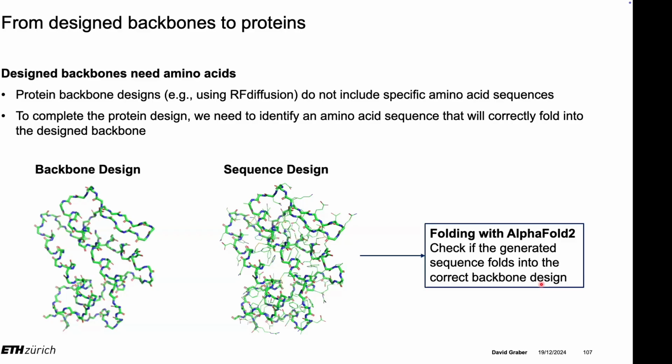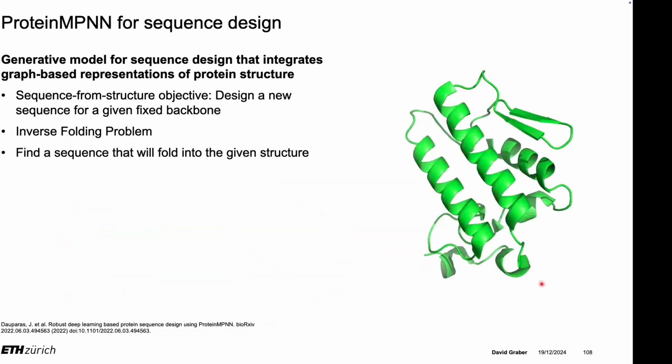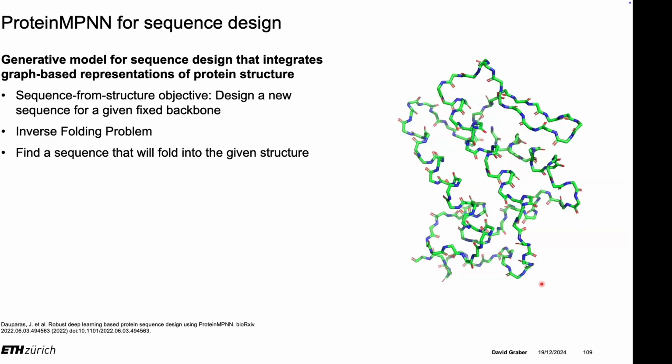A potential model that can solve this task is ProteinMPNN. It's a generative model for sequence design that integrates also graph-based representations of the protein backbone. So it follows this sequence from structure objective: design a sequence for a given fixed backbone, which is also referred to as the inverse folding problem. So you might have a protein like this, and you represent it as a backbone, only the backbone triangles of each amino acid without side chains. And then you want to find a sequence that will fold into this structure.